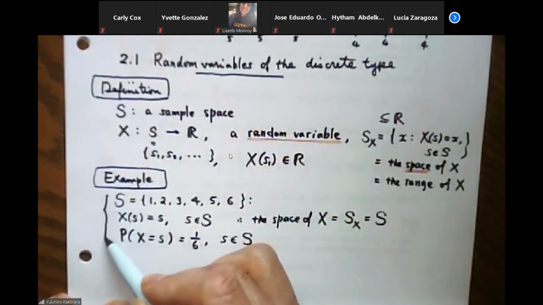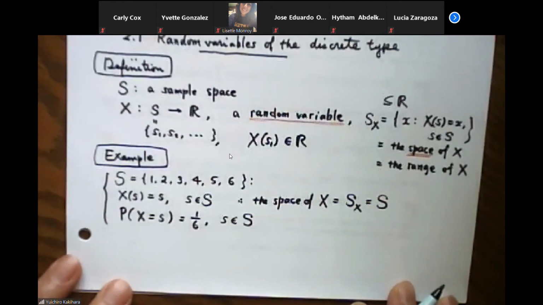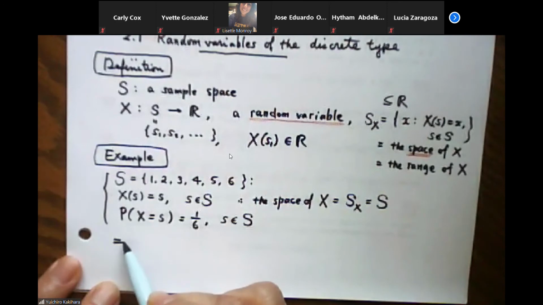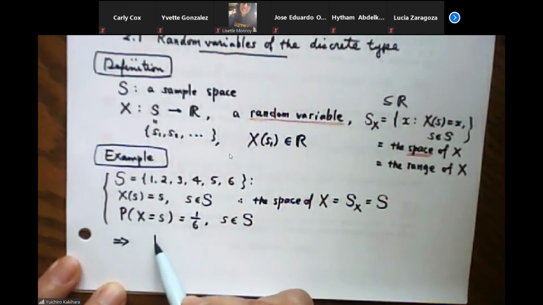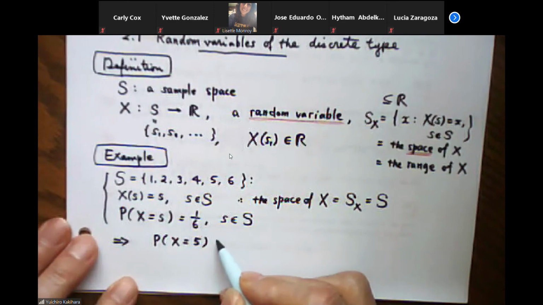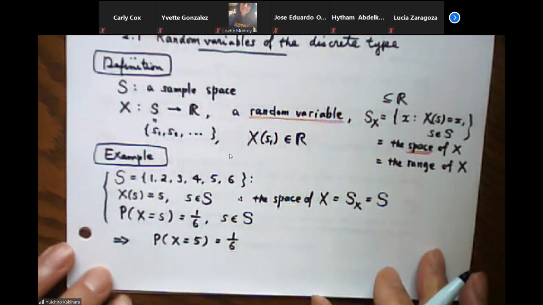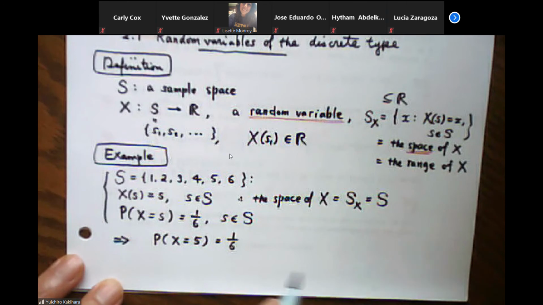So these are the given things. We are using a fair die. Then tell me the following. What is the probability that X is equal to 5? X equal to 5 means the number 5 appears on the die. Then this probability is, of course, 1/6, which is 0.16666.